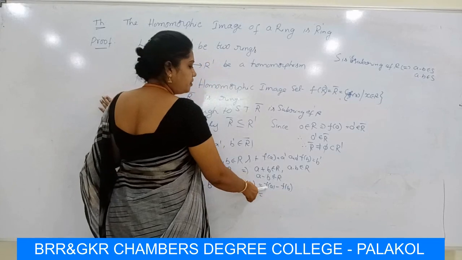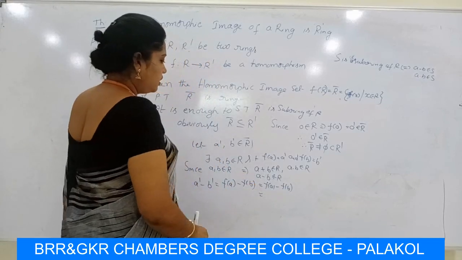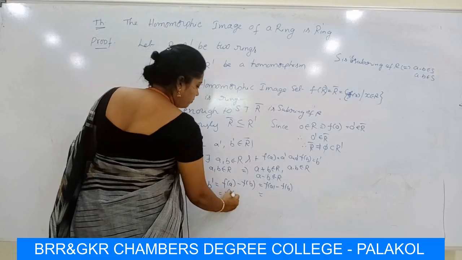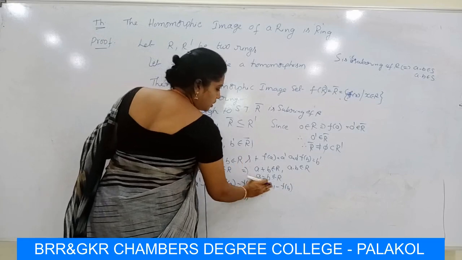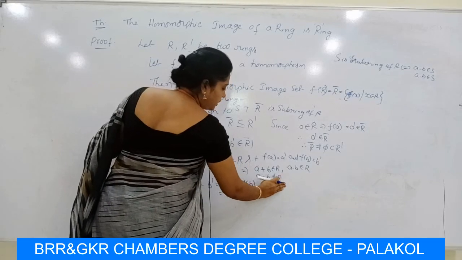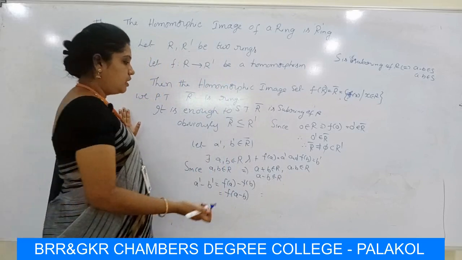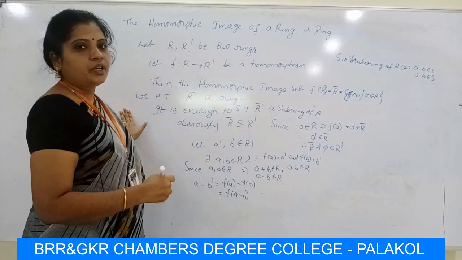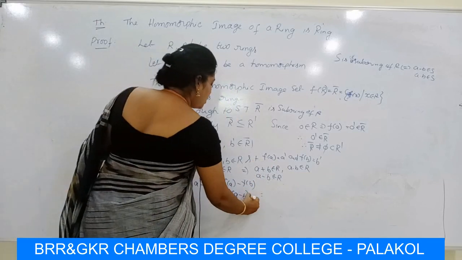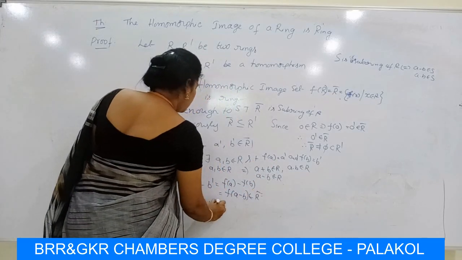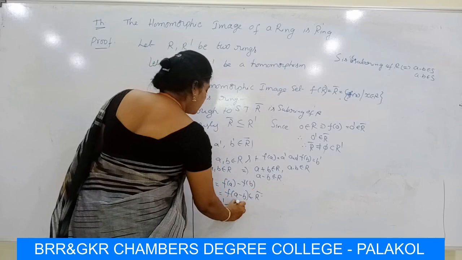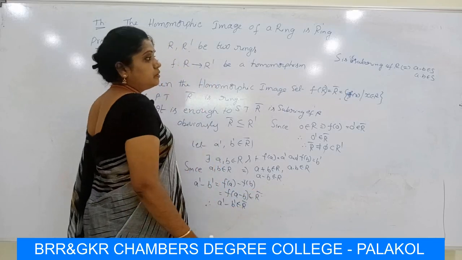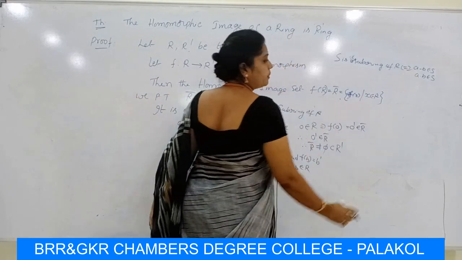Here F of A can be written as F of A minus B. F of A minus F of B can be written as F of A minus B. Here A minus B is an element of R, so its image F of A minus B belongs to R bar. Therefore A dash minus B dash belongs to R bar. So the first condition is proved.